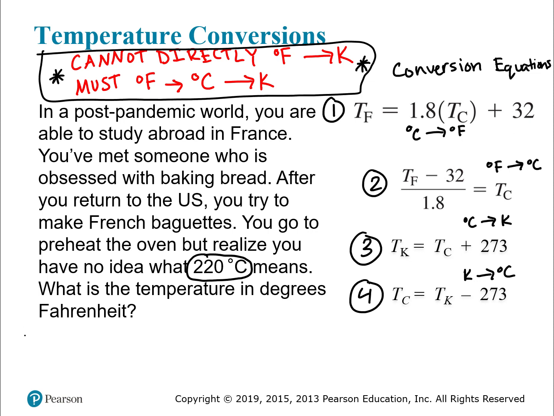So I'm going to write this out for y'all. We're looking for Fahrenheit. 1.8 times our degrees Celsius, which is 220 degrees Celsius, plus 32. To get the right number of sig figs, you need to break it down into 2 steps. You figure out what the 1.8 times 220 is. So you put that into your calculator, and that's 396.